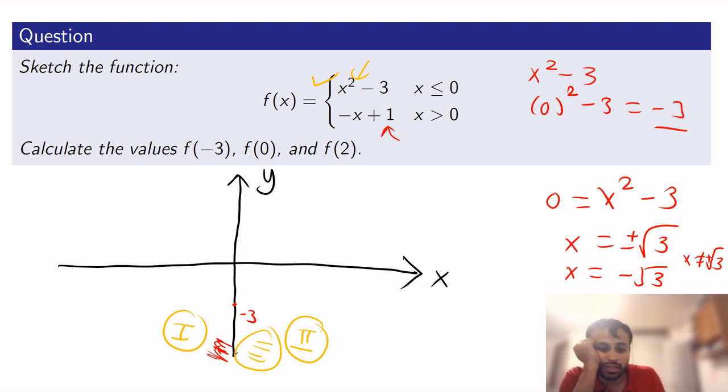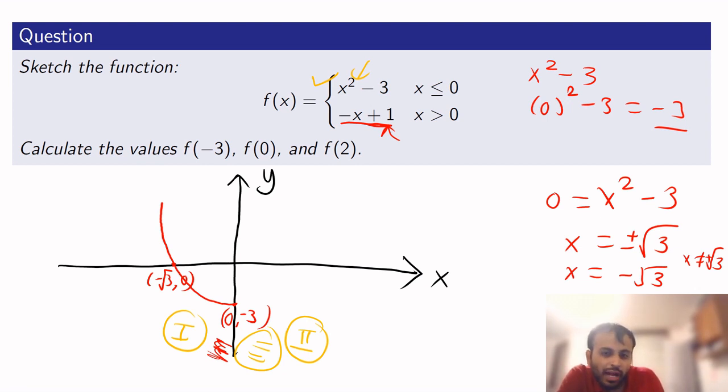So one of the points is 0 comma minus 3, and another point would be minus square root of 3 comma 0. If you just join them, this function will look something like this, at least in this direction. Now what about the second region? In the second region, you can see that the expression is a little different. How can we graph this?